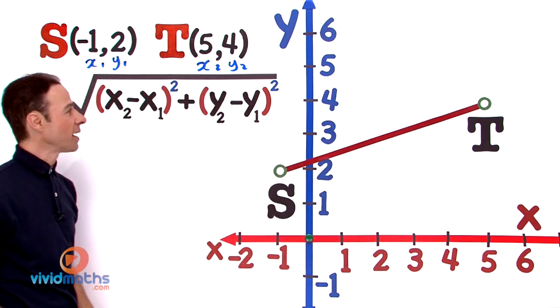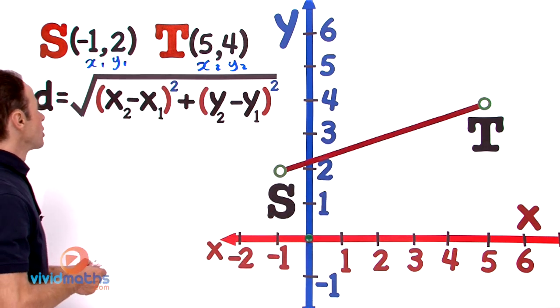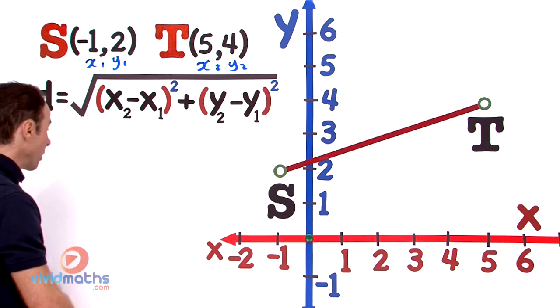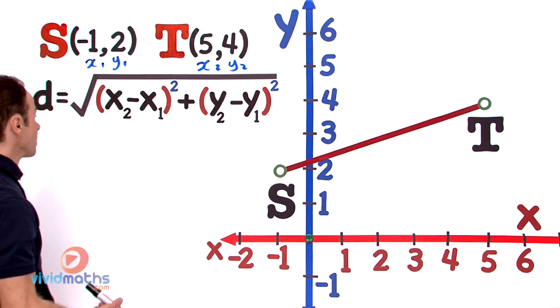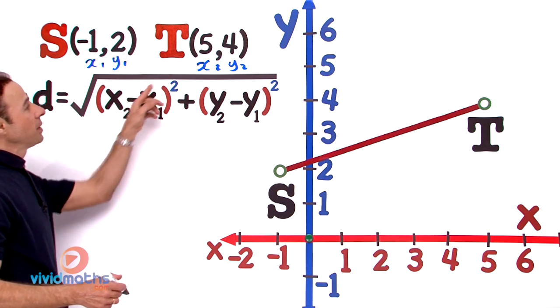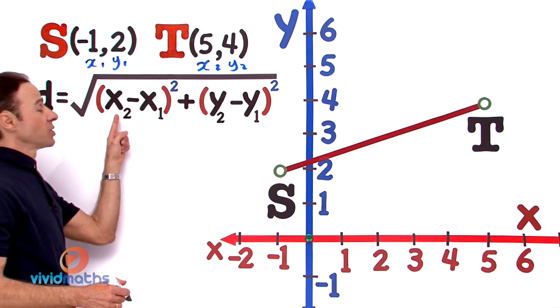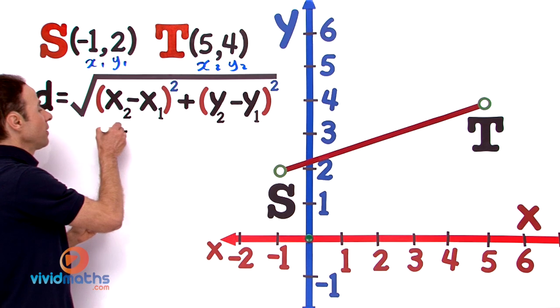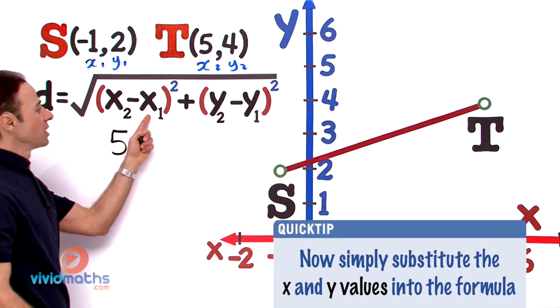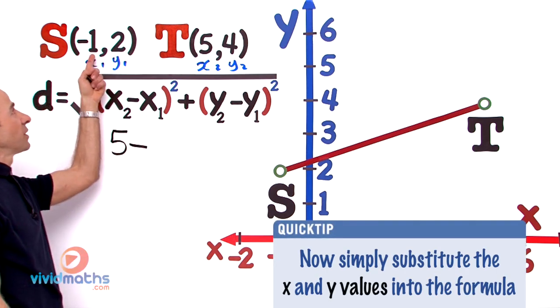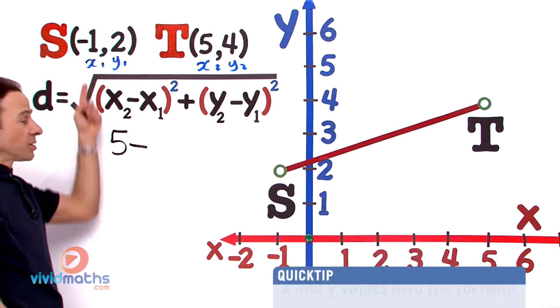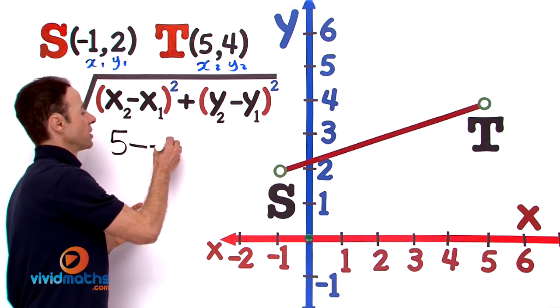So let's begin. I'm going to start substituting here. So we've got x2 minus x1. x2 looking up here is number 5 right there, so we substitute that in. So it's 5 minus, let's look at x1. That's over here to the left. That's actually -1. So it's a minus 1.